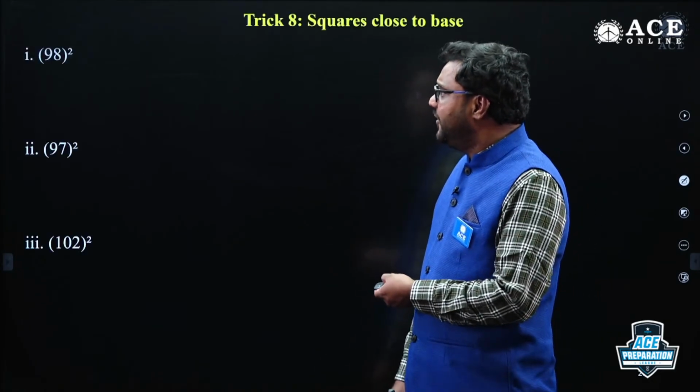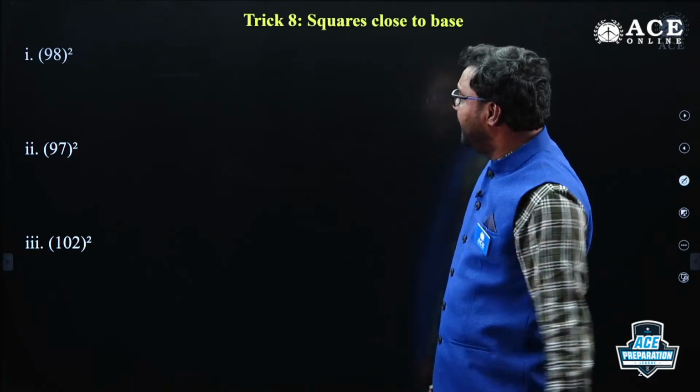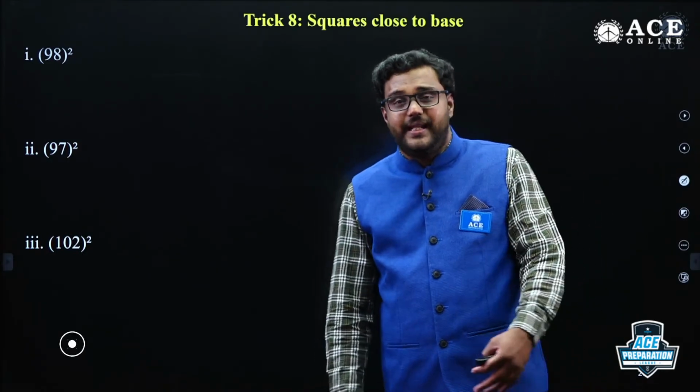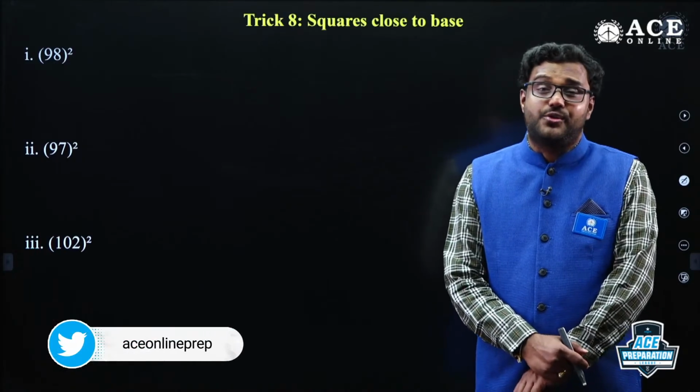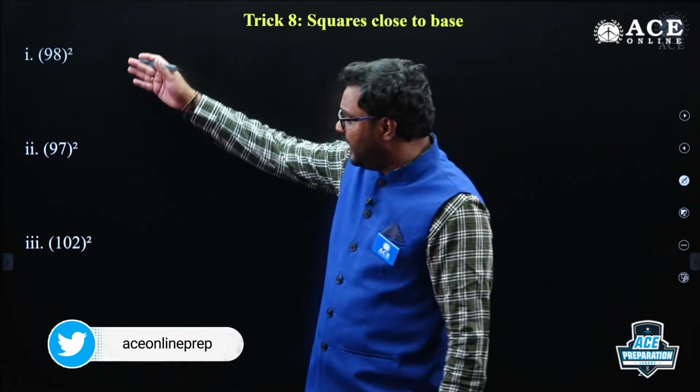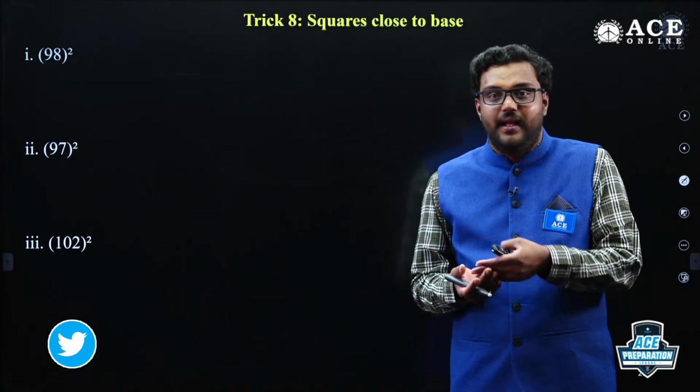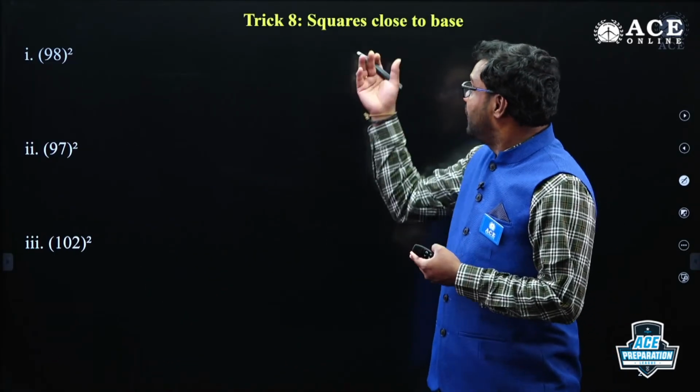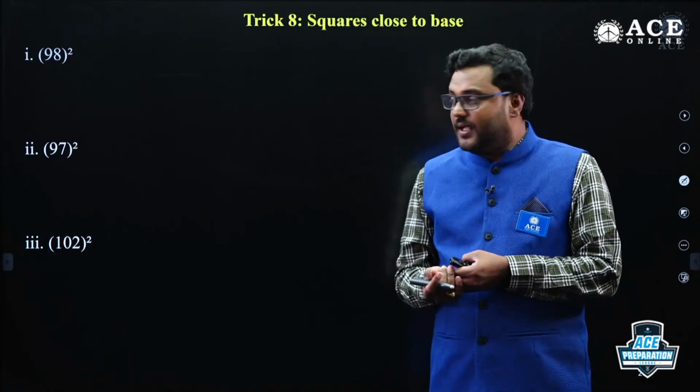Now see the next one. Whichever trick is convenient for you, you can just apply. You can take it from here. Now trick 8 is squares close to the base 100. Base 100, or base 50 or 200. How to do squares close to the base?